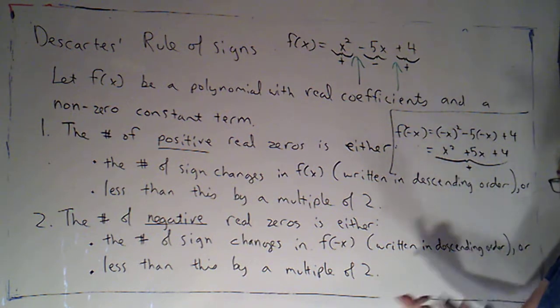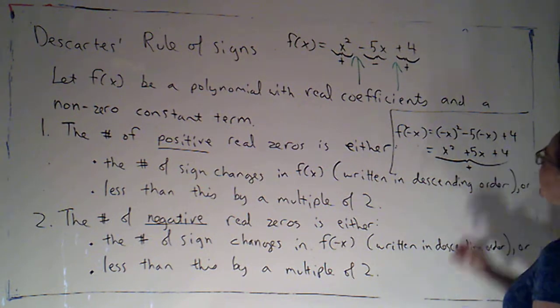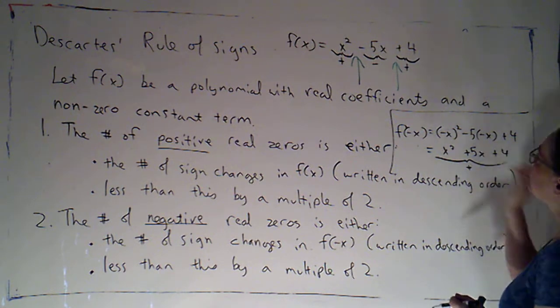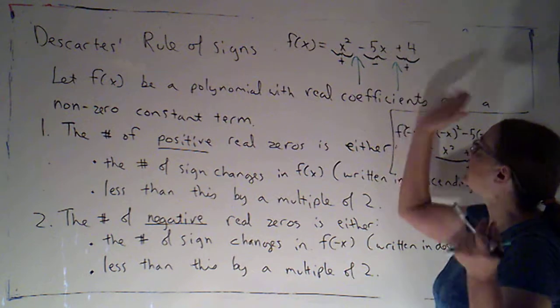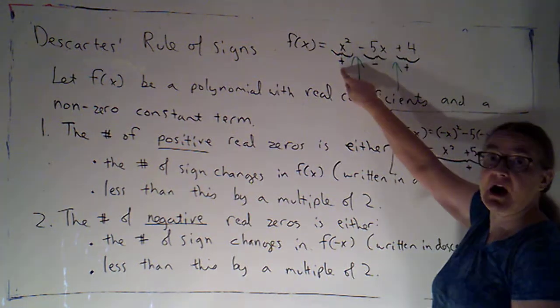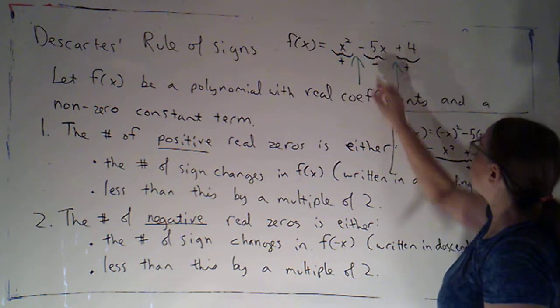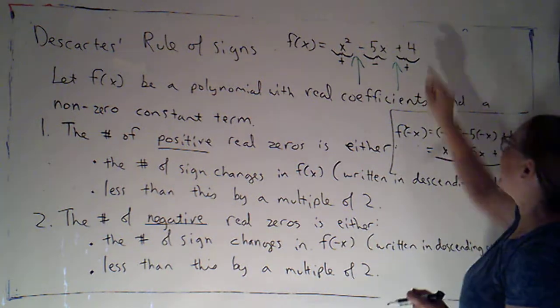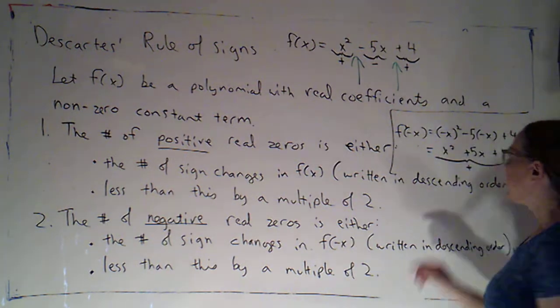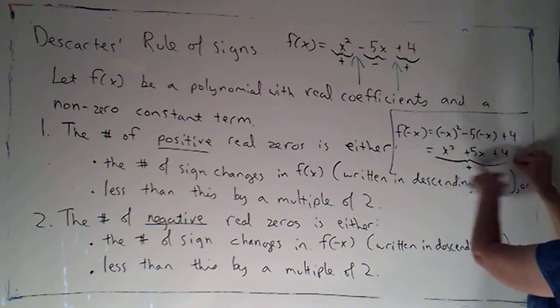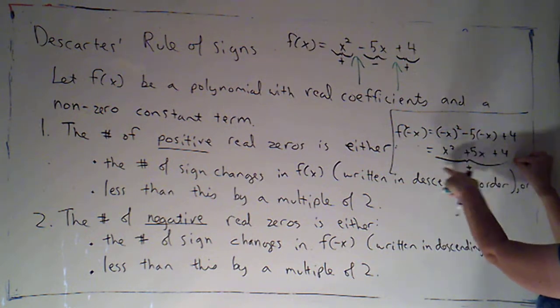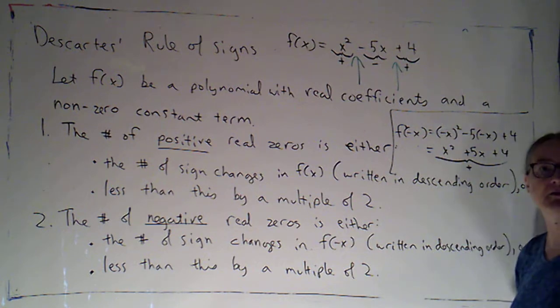And notice, if I plug in a negative number, it will match these signs. If I were to plug in, let's say, just negative 1. Negative 1 squared would be positive. Negative 1 times negative 5 would be positive, and 4, of course, is positive. So, here, everything is positive. I have no sign changes. So this has no negative real zeros.